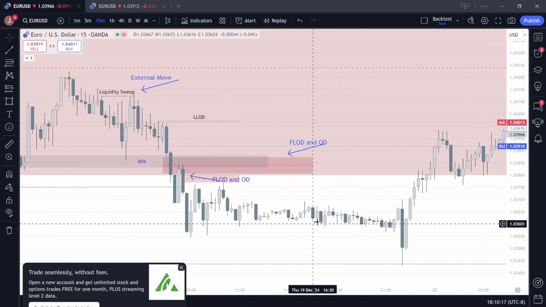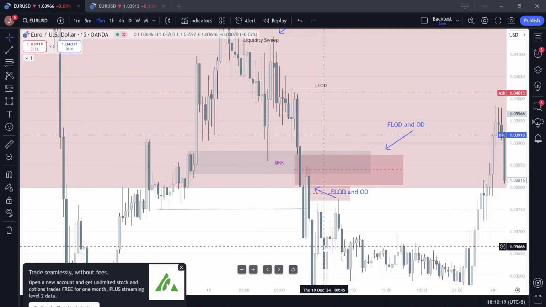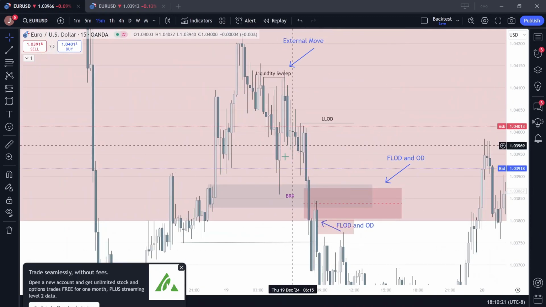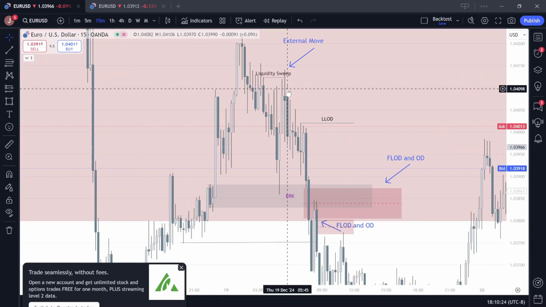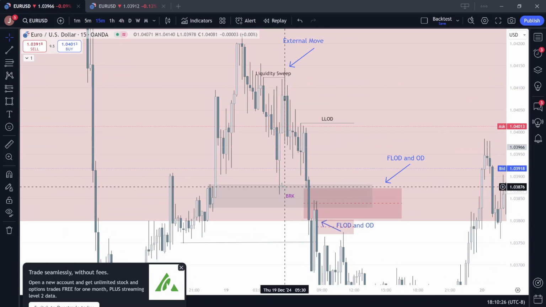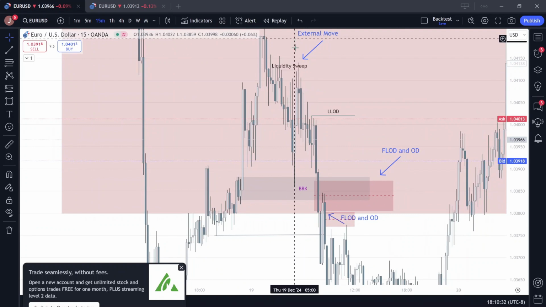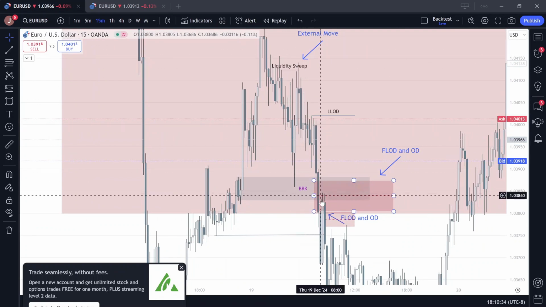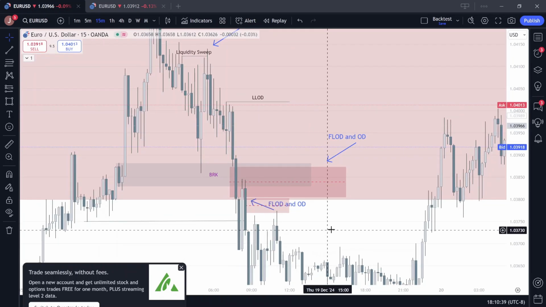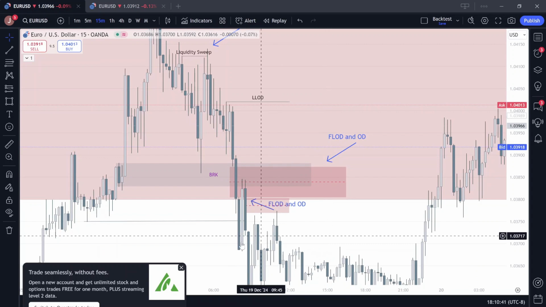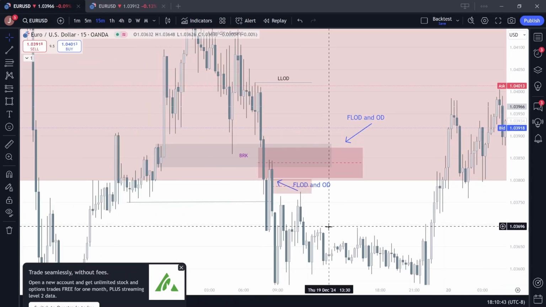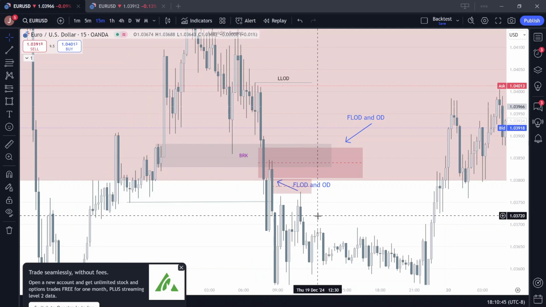So here we can go from an external move. An external move is basically a liquidity sweep, which is a turtle soup. So there's an external move to the upside, and then we see this insane bearish leg down. And then here, this is where we can combine our market structure and our FLOD, LLOD, and OD to increase our confluences and have a higher chance of a win rate.